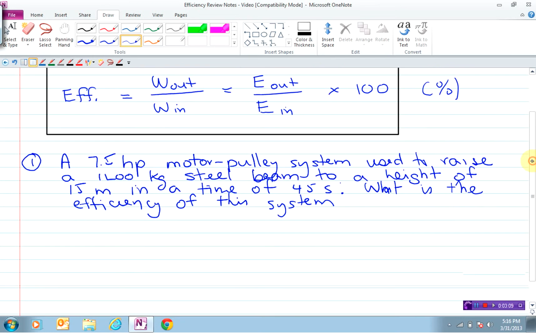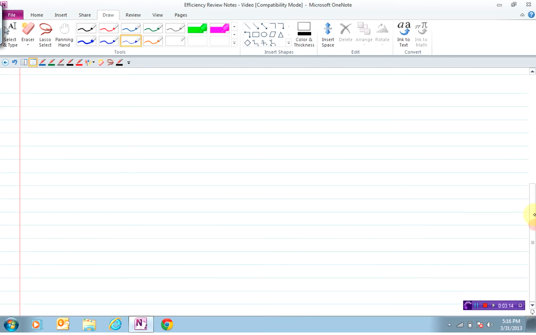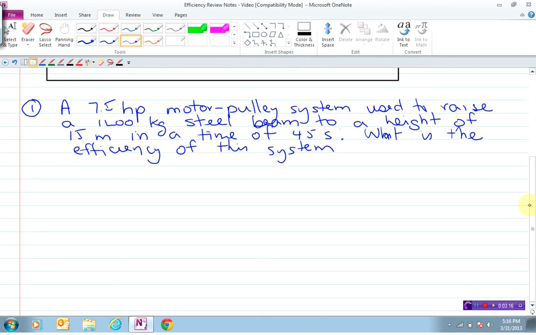Now in order to solve this problem, what we need to do is bring our equation, and the equation will be efficiency is work that we get out divided by work that we get in. I have to multiply that by 100. The problem here is to understand what is the work out and what is the work in. So take a look at what you're doing.